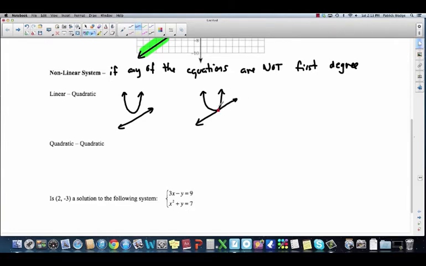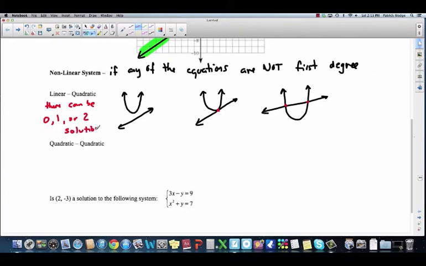Any other possibilities? Yep, you could have two solutions. Parabola, these aren't very good parabolas I'm drawing. Something like that. You now have two solutions. Any other possibilities? No. So for linear quadratic, there can be 0, 1, or 2 solutions.